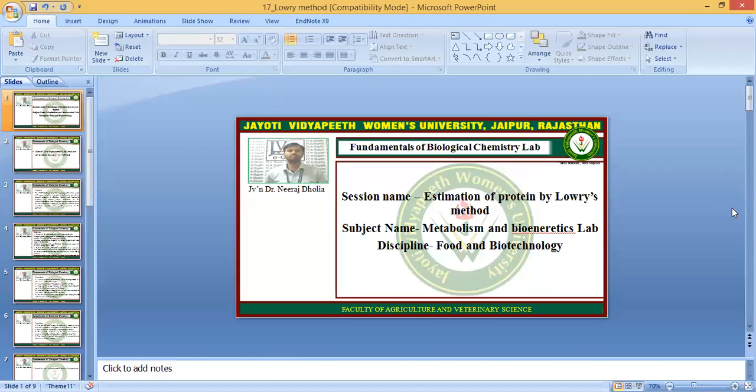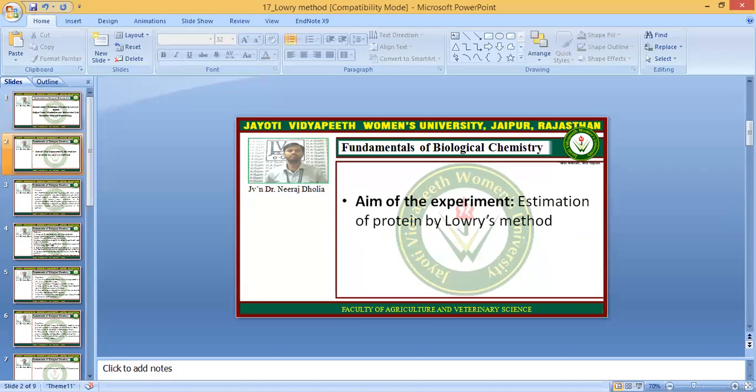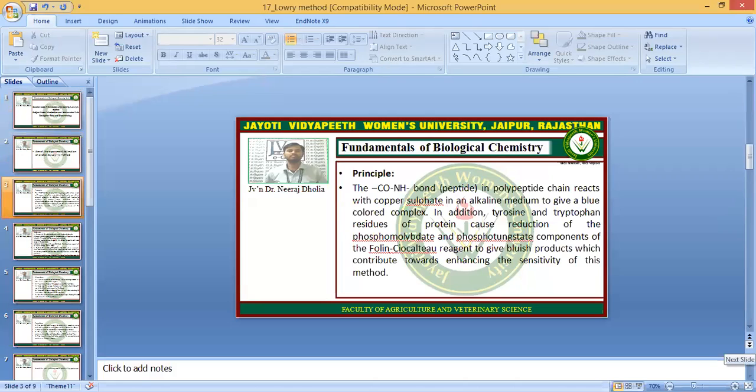So today we are going to discuss a practical session, that is estimation of protein by Lowry's method, and it is an important practical, and the subject which it is related with is metabolism and bioenergetics lab. So let's start. So the aim of the experiment is estimation of protein by Lowry's method. Let's talk about the principle.